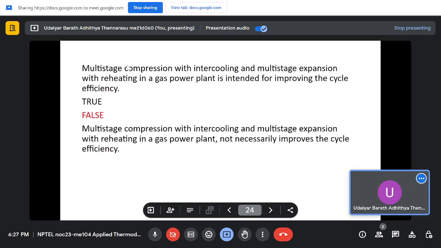So for this question, the statement that multi-stage compression with intercooling and multi-stage expansion with reheating in a gas power plant is intended for improving the cycle efficiency is false. As I told, it may not necessarily improve, it can also degrade. So efficiency can go down and it can go up. It's not assured that using intercooling and reheating your efficiency of the cycle can be improved. So hence the statement is false.